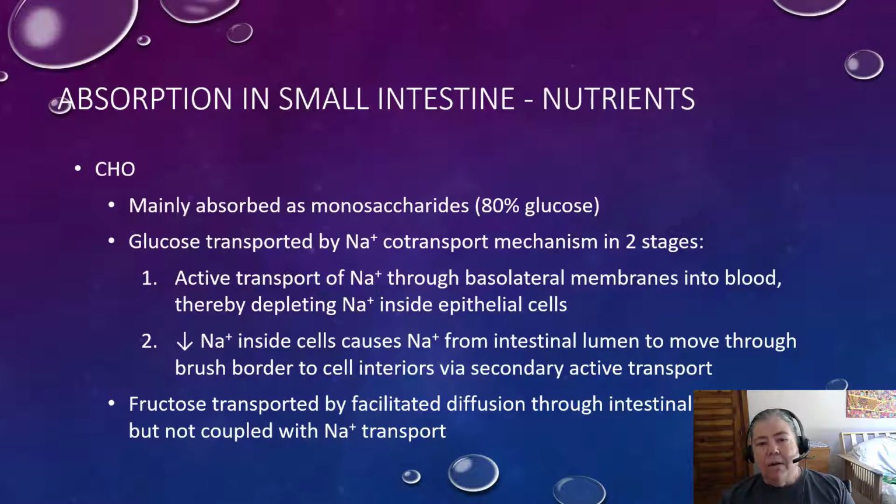And there are carbohydrate or glucose sodium co-transporters that move a sodium ion and a glucose molecule at the same time out of the lumen into the cell, where the sodium is pumped out, and at the basilar side it is passed into the bloodstream. Fructose is transported by something called facilitated diffusion that is not coupled with sodium transport.